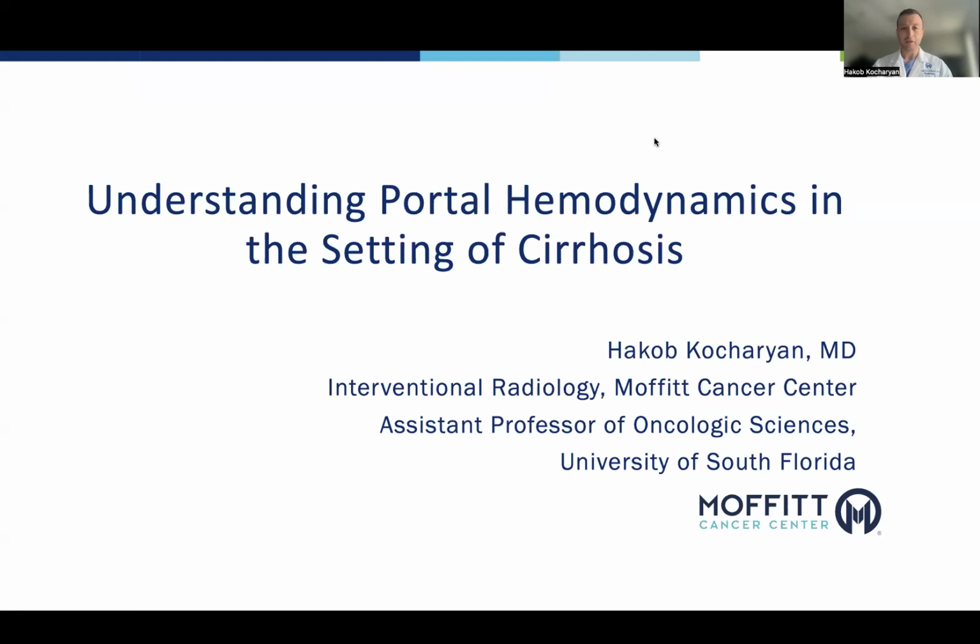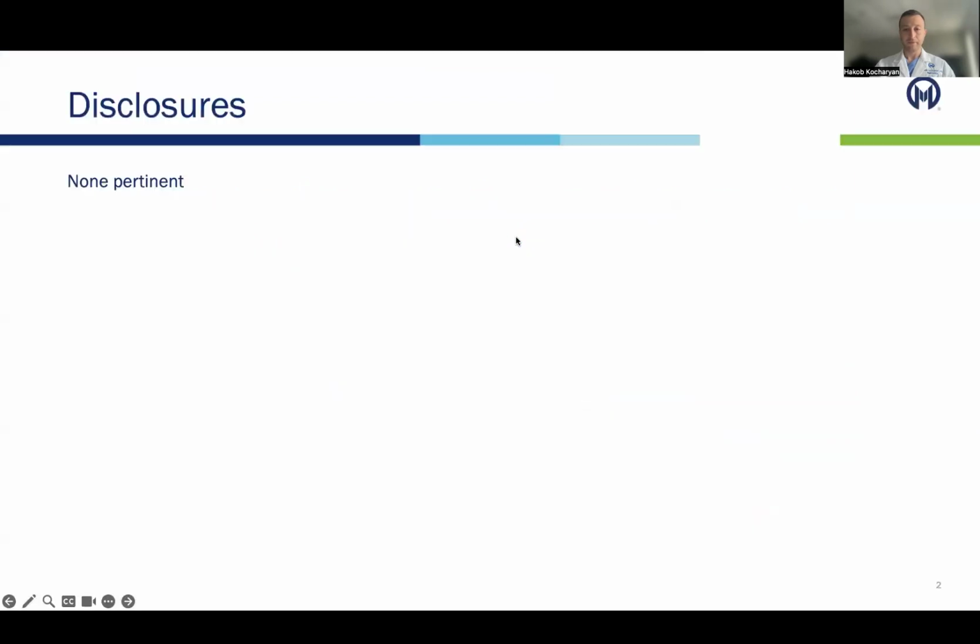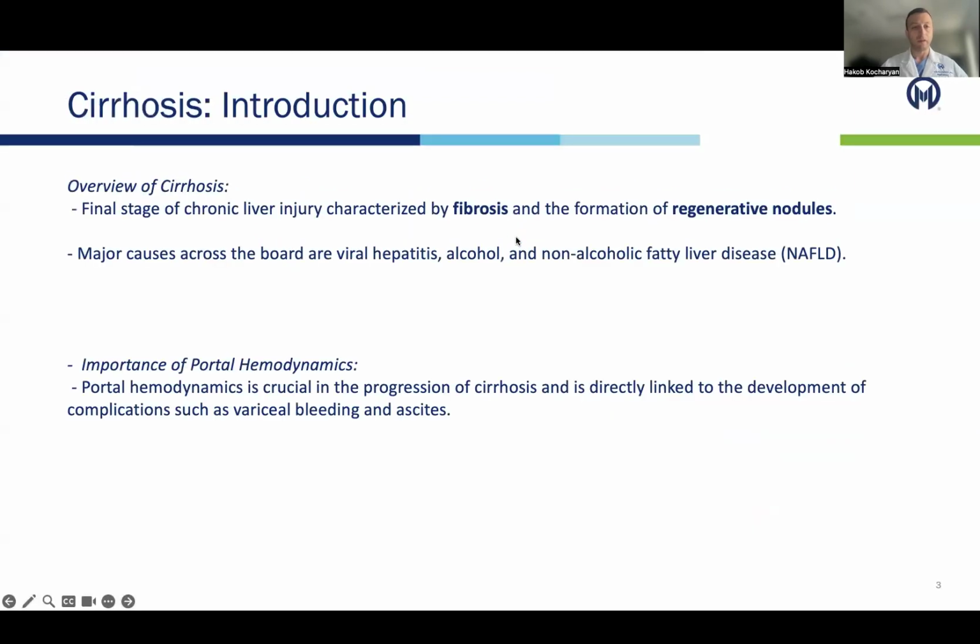The first topic of our wonderful sessions is understanding portal hemodynamics in the setting of cirrhosis. Well, cirrhosis is the final stage of chronic liver injury characterized by formation of regenerative nodules and fibrosis at the microscopic level. It is a very common cause of mortality and morbidity across the globe. And the common etiologic factors for cirrhosis are viral hepatitis, alcohol, and non-alcoholic fatty liver disease or steatohepatosis.